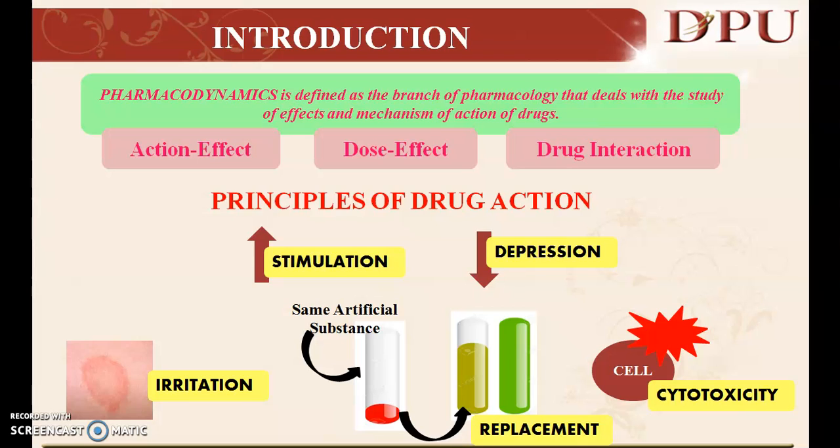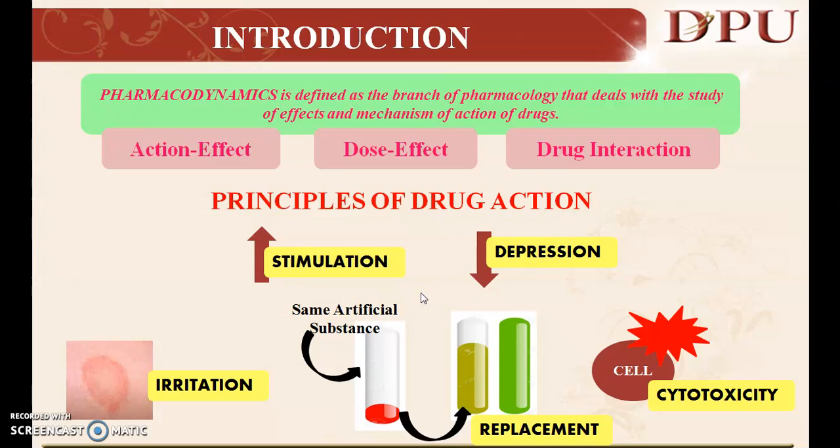Now the last kind of action of a drug is cytotoxicity. We require cytotoxic action against two kinds of cells. One is microbial cells and the other is cancerous cells. In case of infections, we need to kill the microbes in order to remove them from the body. So there we need cytotoxic action against the microbes. And we also need cytotoxic action against cancerous cells in order to kill them and reduce their number.